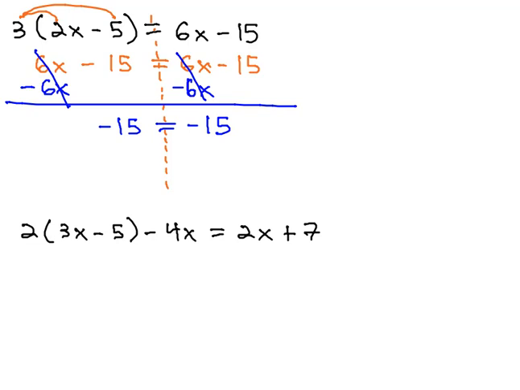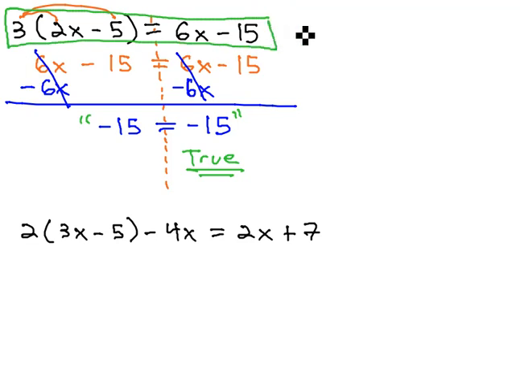When the variable subtracts out completely like this, we're going to stop and see if we can interpret what 15 equals 15, or negative 15 equals negative 15, really means to us. How often is negative 15 and negative 15 equal? Well, it's always true. This is a true equation. Negative 15 does equal negative 15. What this implies to us is the original equation is also always a true equation.